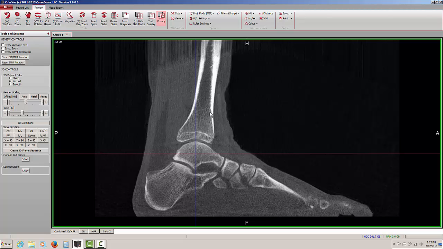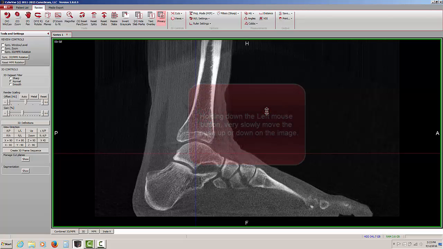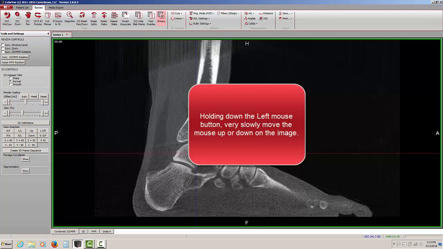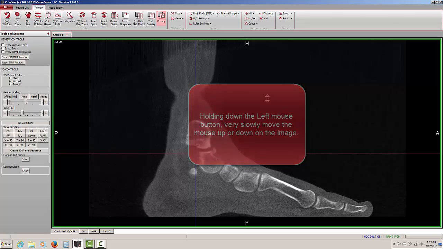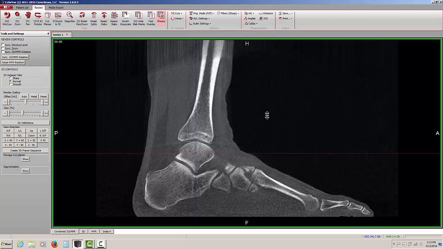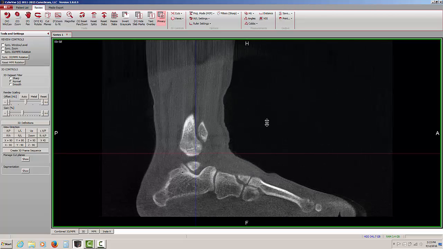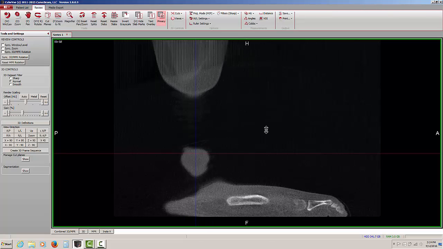So to move the green line, I'm going to left click on the image, but not touching the red line and not touching the blue line. Left click, hold the mouse down. I'm going to very slowly move my mouse up. And as you can see, I'm advancing through the images. And I'm left clicking and grabbing anywhere except on the line. And I'm moving the mouse down.